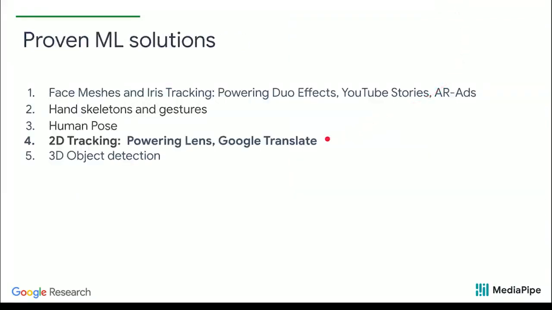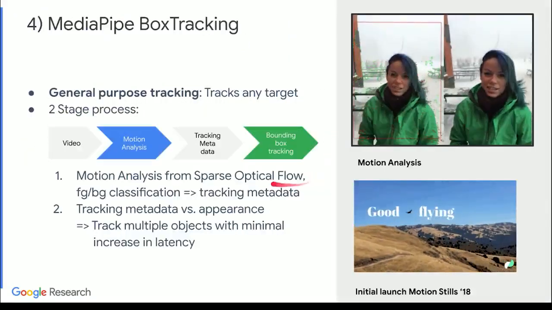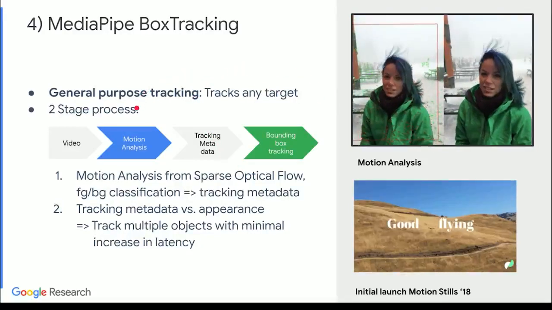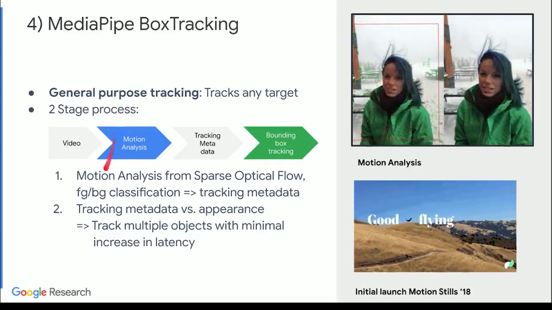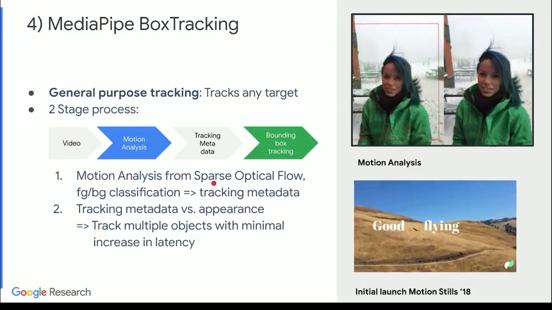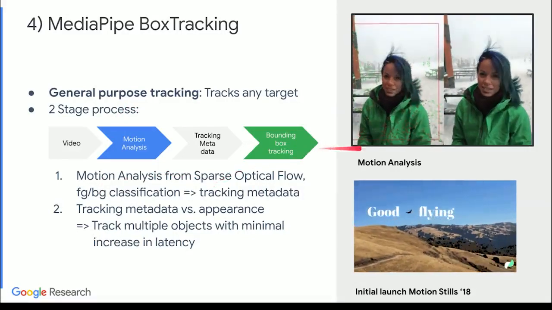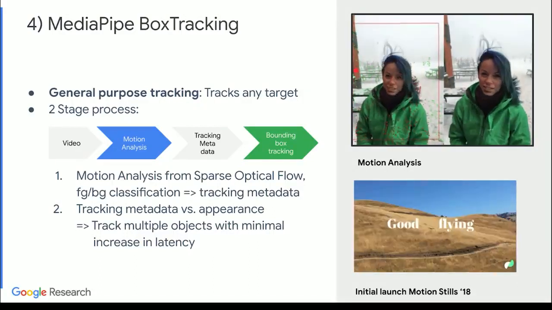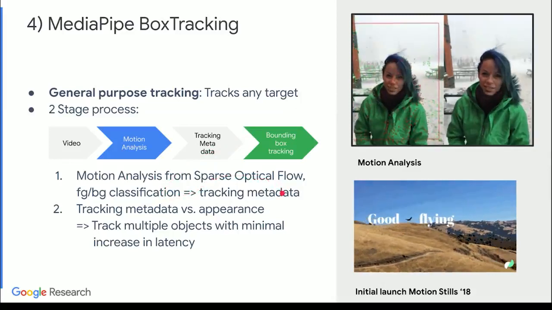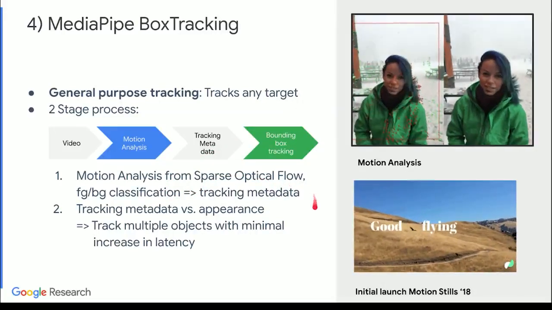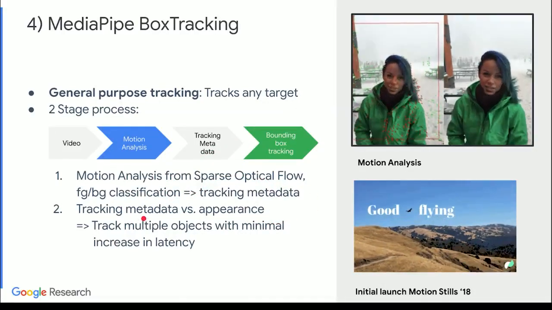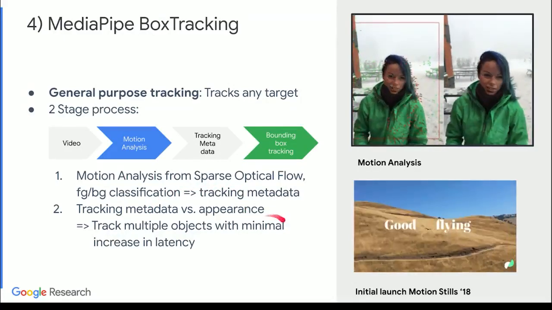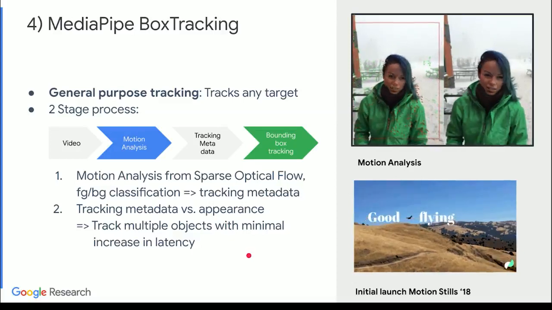Our fourth solution is 2D box tracking, which is a general purpose tracking to track any target via a two-stage process. First, we run motion analysis from sparse optical flow computation on a frame. Then we classify the features into foreground and background, as you can see here with red and green. And then we derive tracking metadata. The actual tracking is then done on the metadata, not on the input image anymore. And that allows us to track multiple objects with minimal latency.